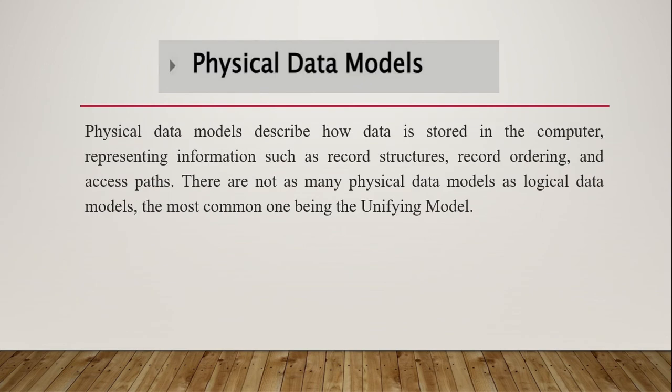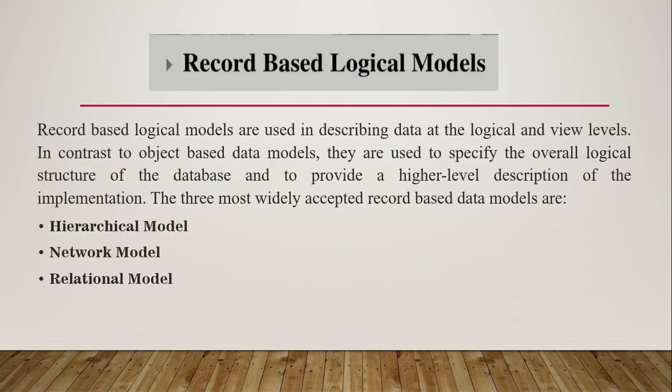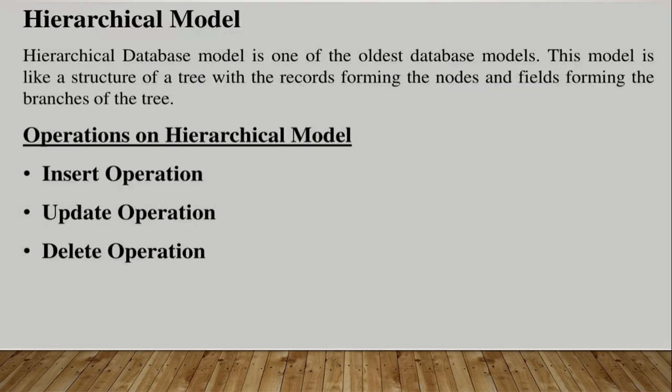Second one is the physical data model. These are used to describe how the data is stored in the computer, representing information such as record structures, record ordering, and access paths. So this is the physical data model. Third one is record-based logical models, as these are used in describing the data at the logical and the view level, right? It is further divided into three main models, that is hierarchical model, network model, and relational model, right? We will describe these three models in detail.